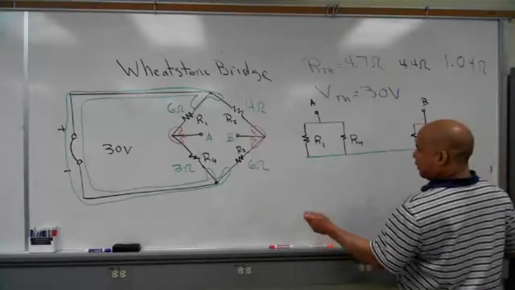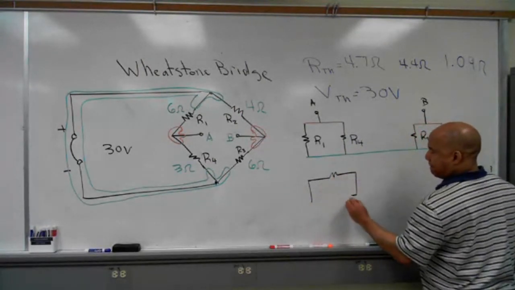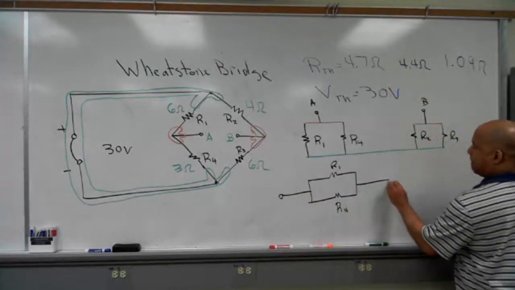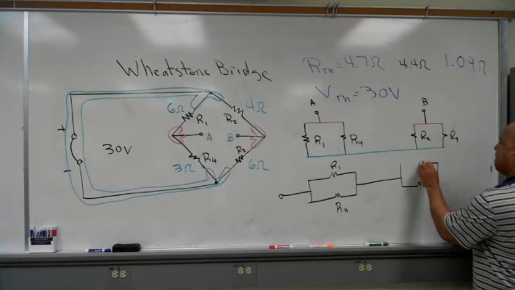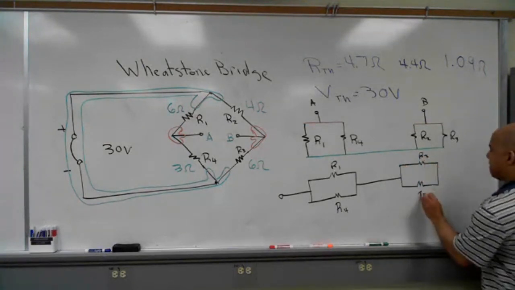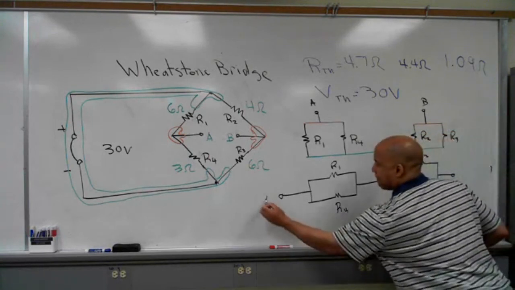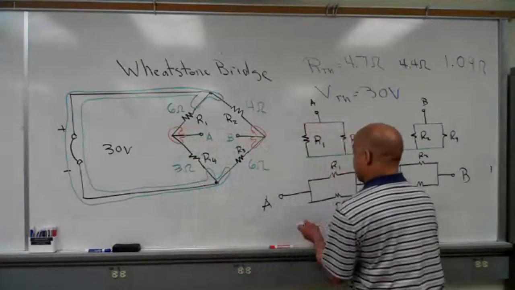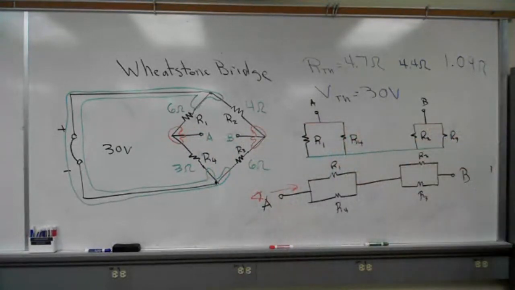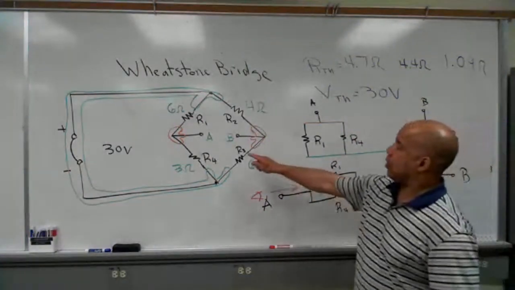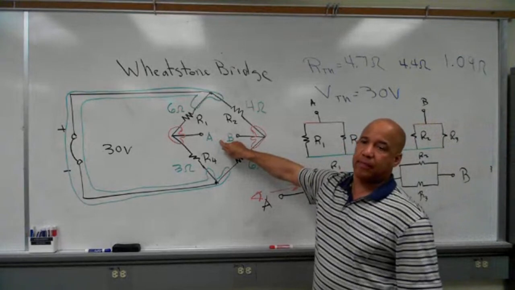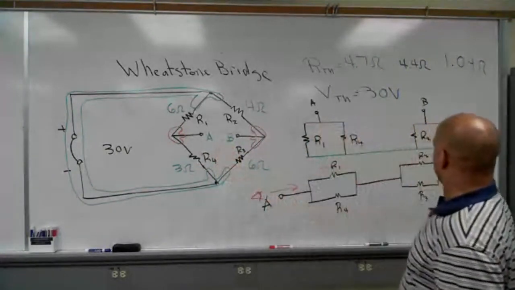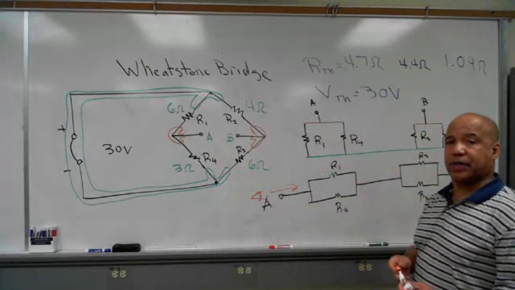And if I bend this out to make it look a little different, what you really have is this. When you look into terminal A, what you're looking into is that circuit right there. You can draw this because, as I said before, as long as the load resistor's in the middle, which it usually is, doesn't have to be, but it usually is. If I move it over here, we got a totally different circuit. As long as that load resistor's in the middle, then this is going to be your solution to any Wheatstone Bridge problem that you're given.